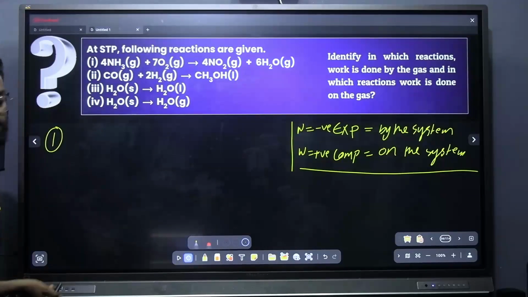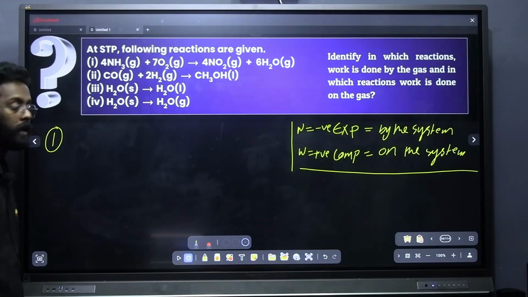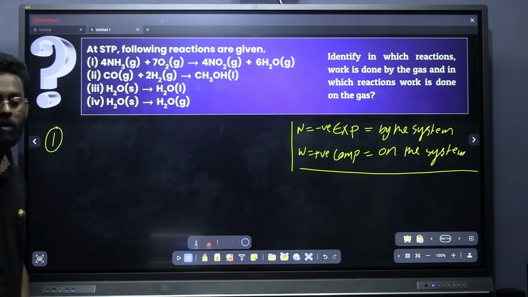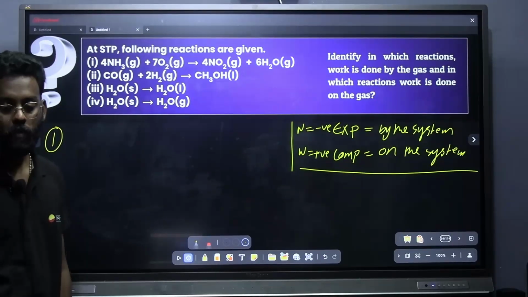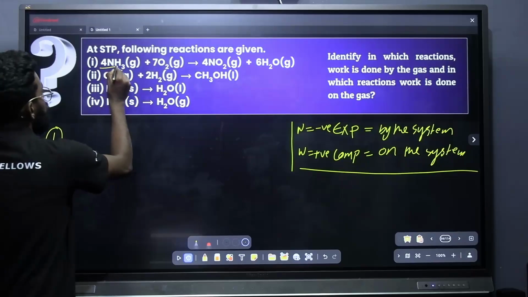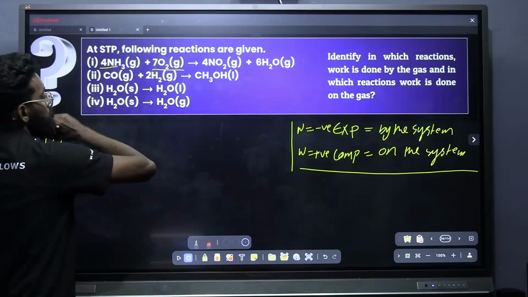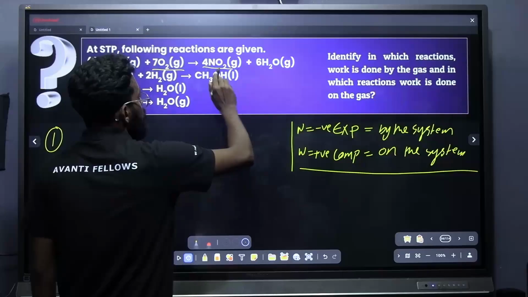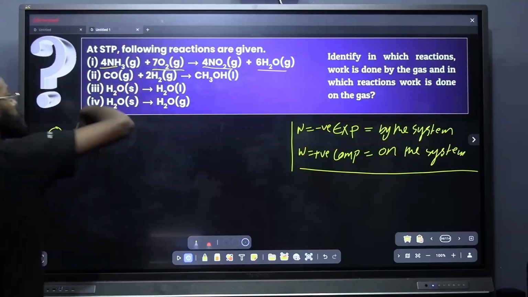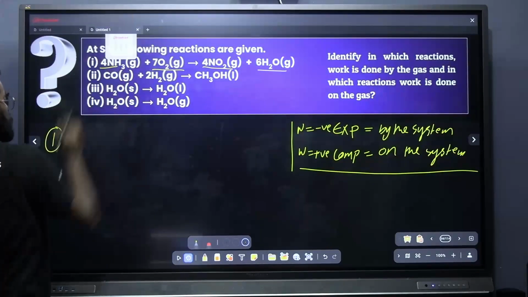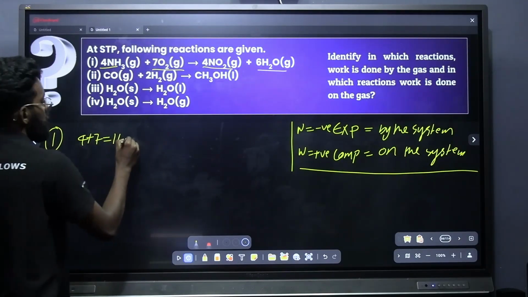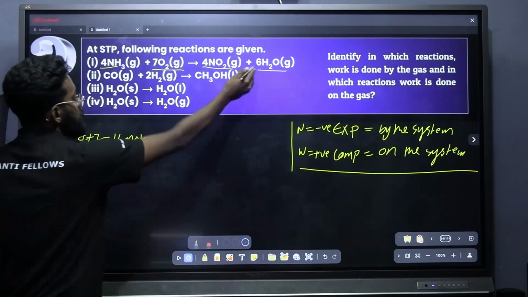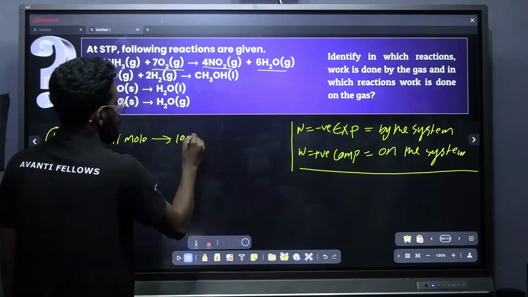First one, is it expansion or compression? Tell me, guys, expansion or compression? I need an answer from everyone. 4 NH3 gas and 7 O2 gas molecules are converted to 4 NO2 and 6 H2O. Just check the number of moles. In the first case, 4 plus 7 is equal to 11. 11 moles are converting into 6 plus 4. What is it? 10 moles.